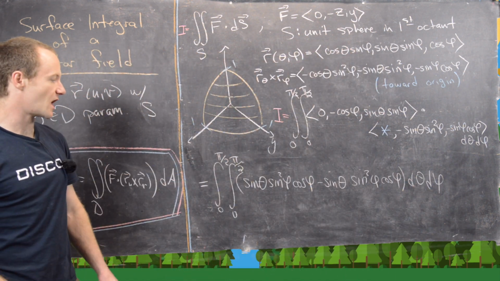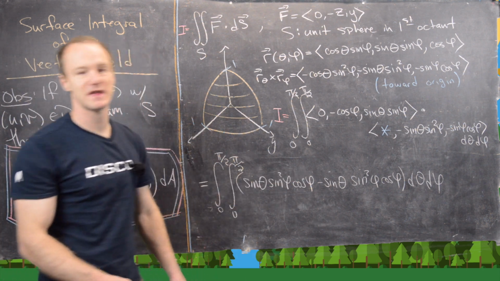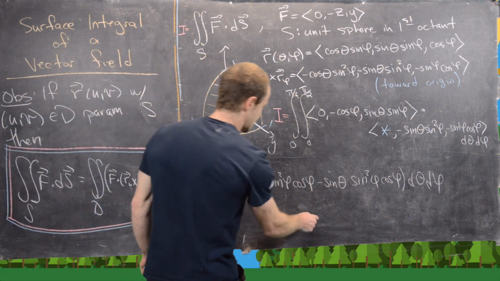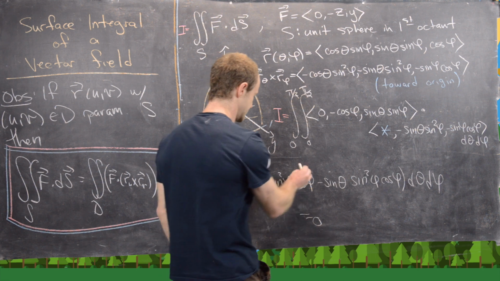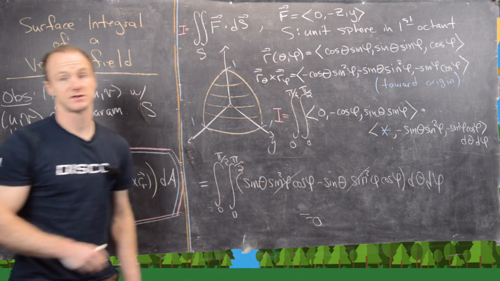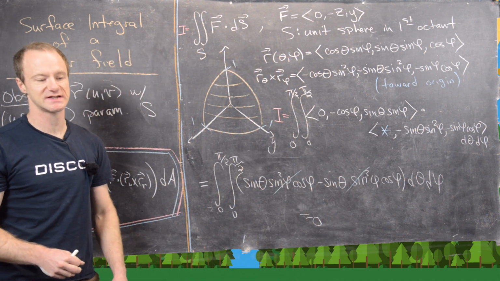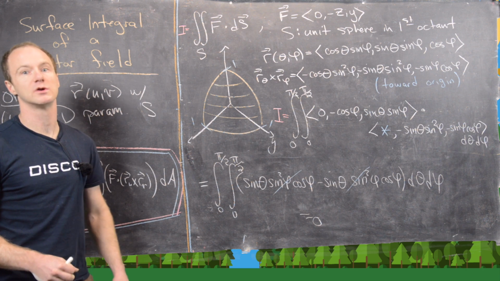Oh, but look at what's going on here. We have the same thing in each component, which just tells us this whole thing is 0, because notice these things cancel. So we're good to go. Okay, so that finishes this example. I'll clean up the board and we'll look at one more.